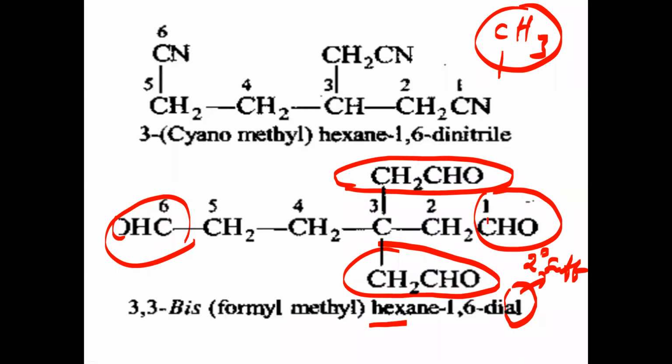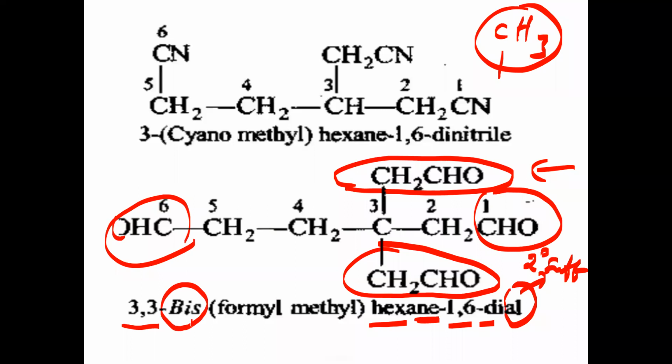Hex, 6 carbon atoms in the parent chain, totally including the CHO carbons, with all single bonds between. So hexane. First carbon al, sixth carbon al. So 1,6-dial. Al is the secondary suffix of CHO. Then on the parent chain, if you take numbering from left, the substituent locant we get is 4. But if you take numbering from right to left, we get the third position. So it should not be taken here. So 3,3, as it is there 2 times.